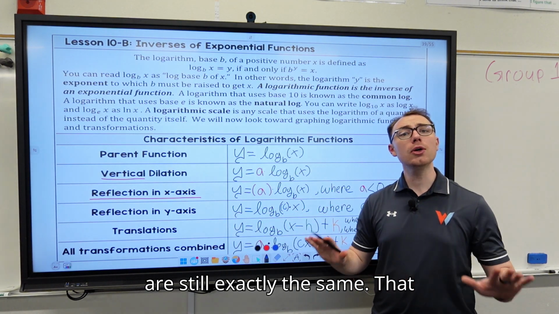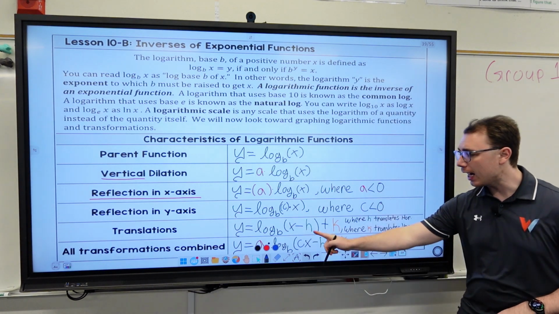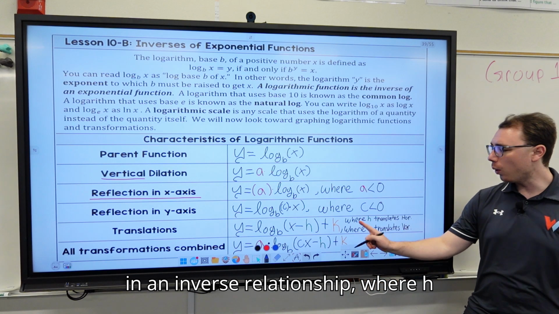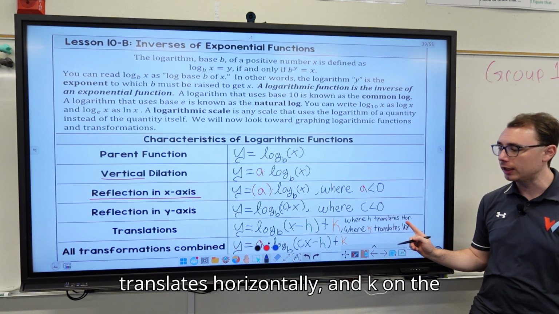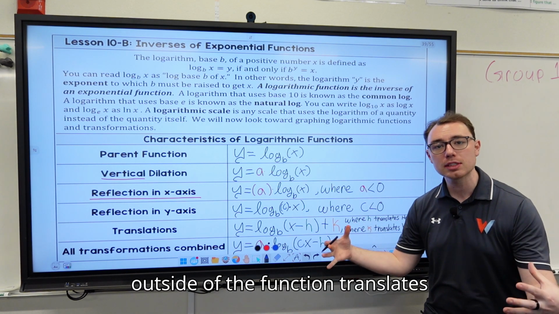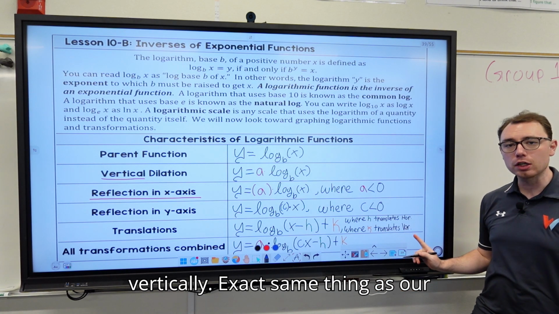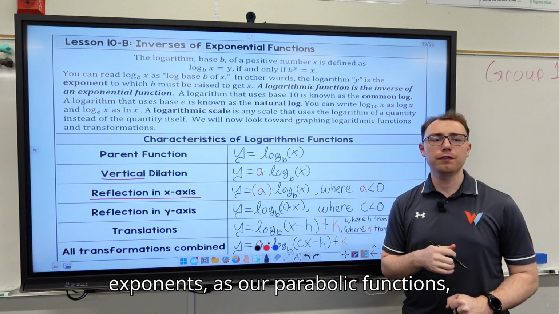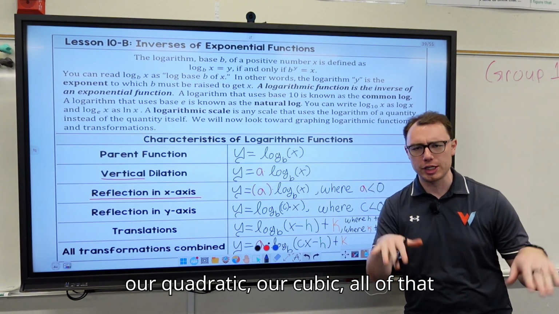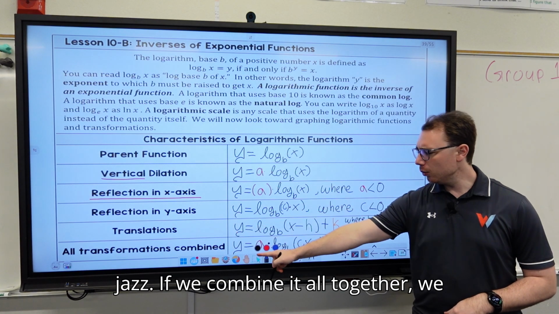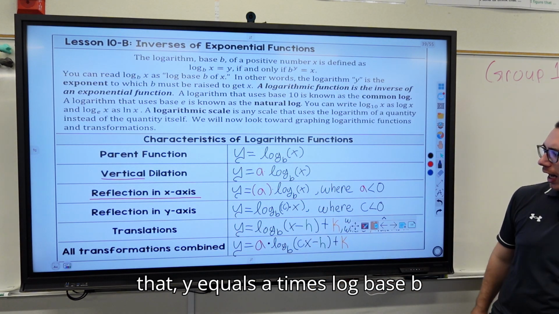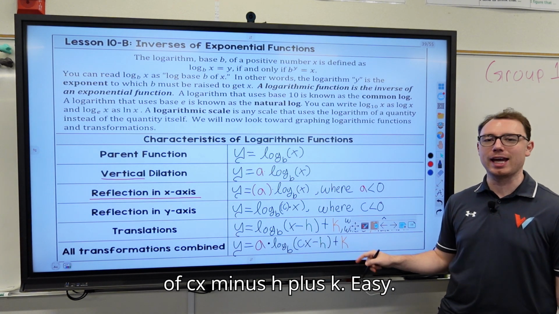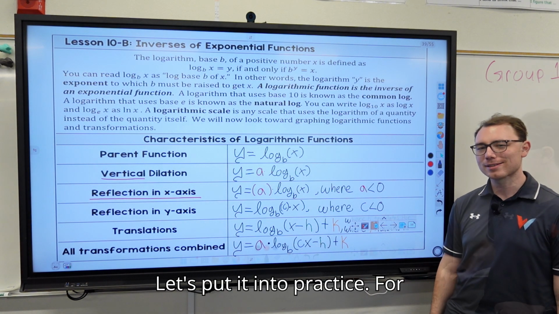Transformations are still exactly the same. That h value still affects our x value in an inverse relationship, where h translates horizontally and k on the outside of the function translates vertically. Exact same thing as our exponents, our parabolic functions, our quadratic, our cubic, all of that. If we combine it all together, we get y equals a times log base b of c times x minus h, plus k. Easy. Let's put it into practice.